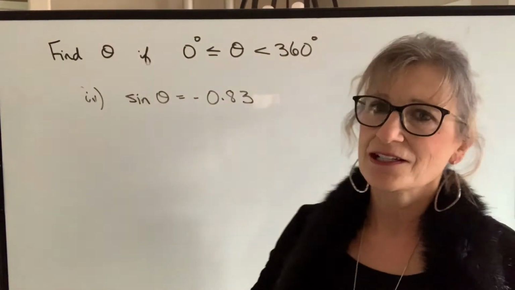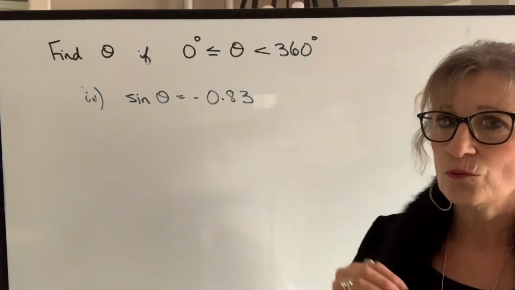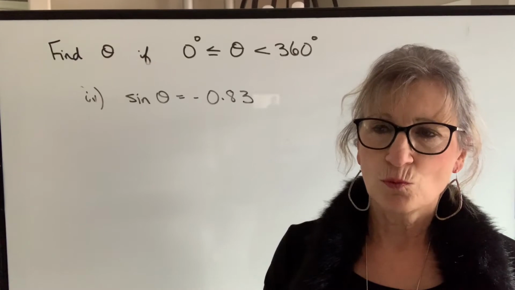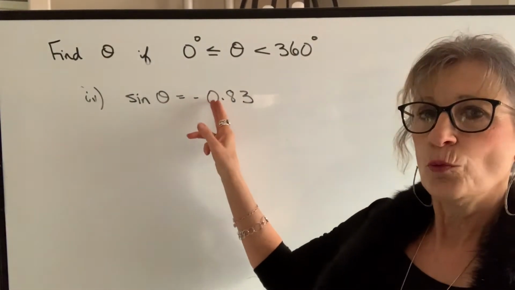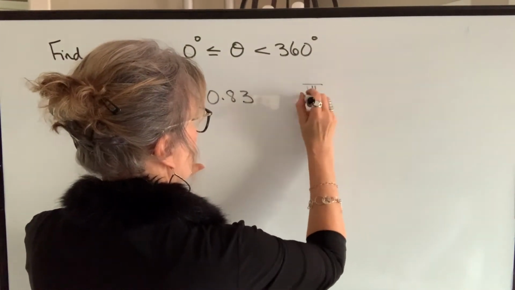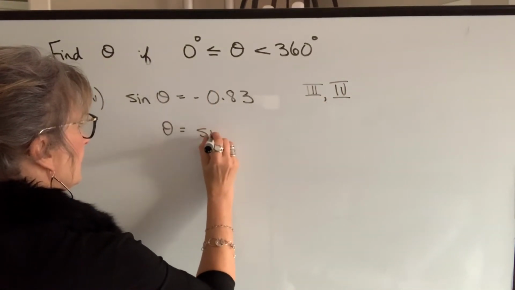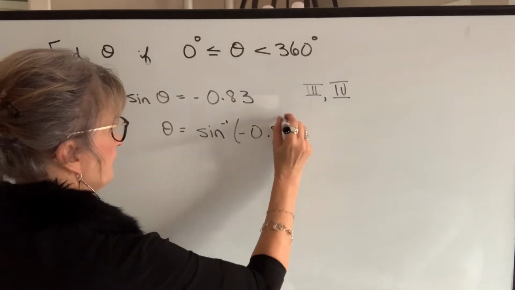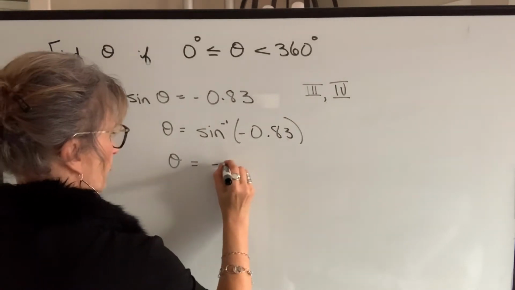The next example I'd like to do is if we have sine of theta equals a negative value. Again, we know that our calculator will give us one answer. We want to be able to find both answers, so we want to know the quadrants where sine is negative. We know sine is negative wherever y is negative, which is in quadrant 3 and quadrant 4. So we'll calculate the inverse sine of negative 0.83, and we get a value of negative 56.1 degrees.